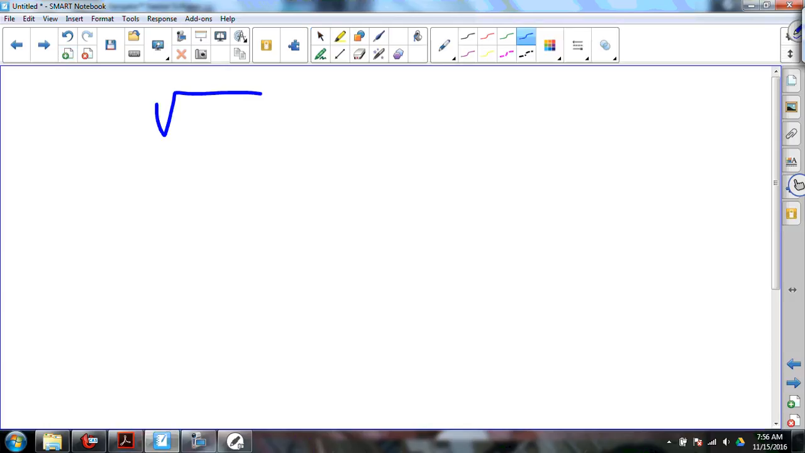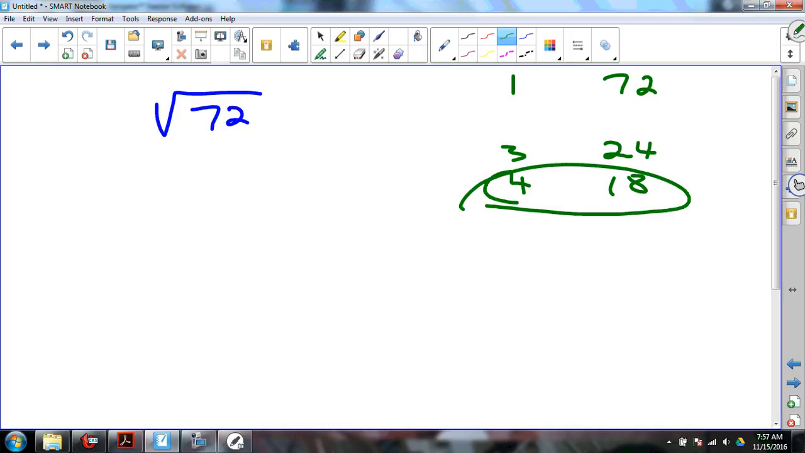Let's try the square root of 72. I love this one. This is the best one ever, because it's got a boatload of factors. And sometimes people overlook something. There's 1 and 72, 2 and 36, 3 and 24, 4 and 18. Why not 4 and 18? Why can't I use 4 and 18? Can't I say that 4's square root is 2, so it's 2 times the square root of 18?